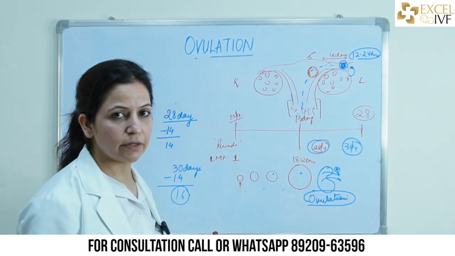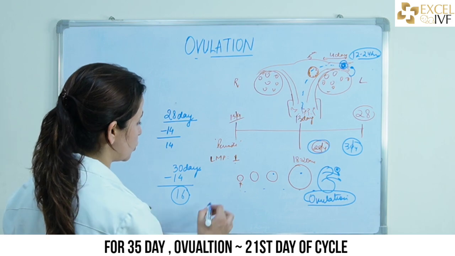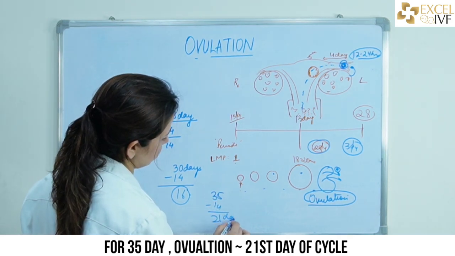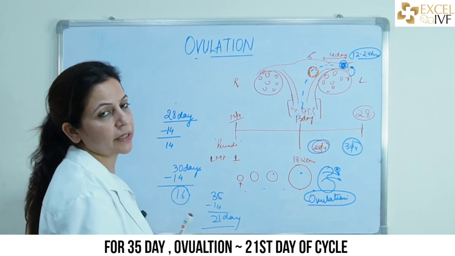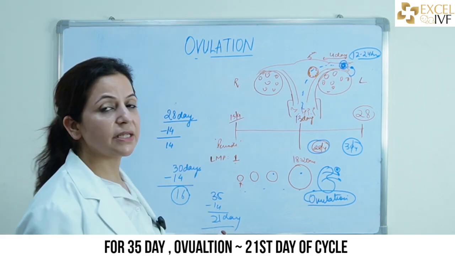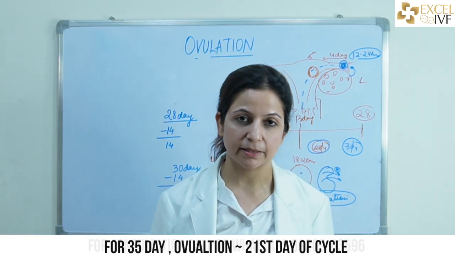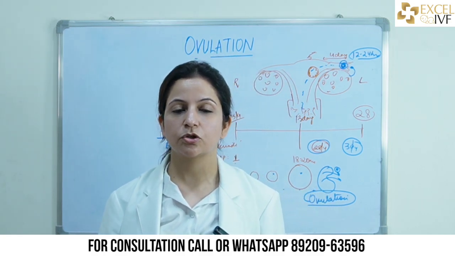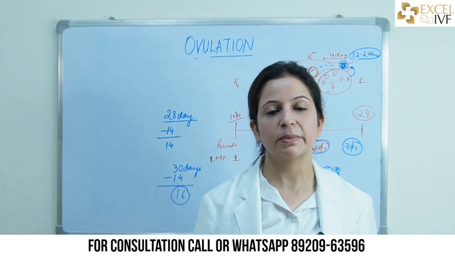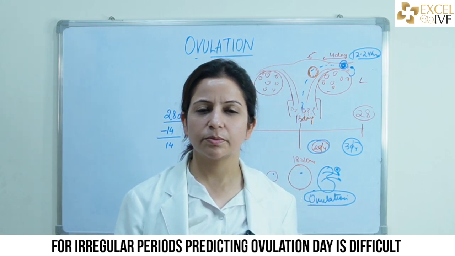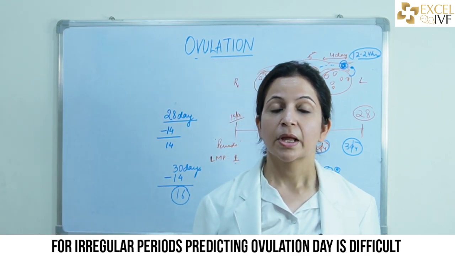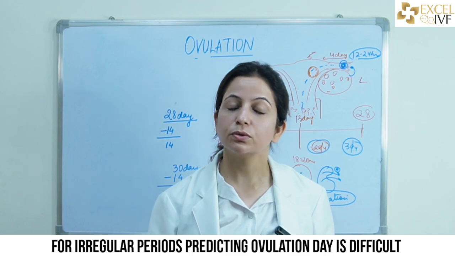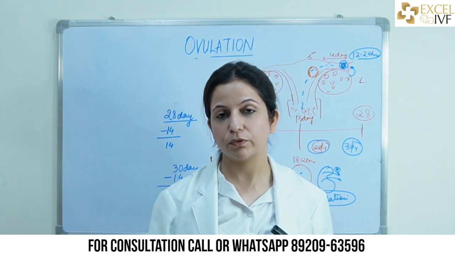Now this is easier. For a 35-day cycle, it is going to be again minus 14, the 21st day of the cycle. That will make it 5th of May. Now it becomes easier if you have a cyclical pattern. But for somebody who can't really predict, a couple comes to me and the female tells me it can vary, doctor, between 35 to 45 days. Now when that is the window, it is very difficult for you to calculate the precise day of ovulation.